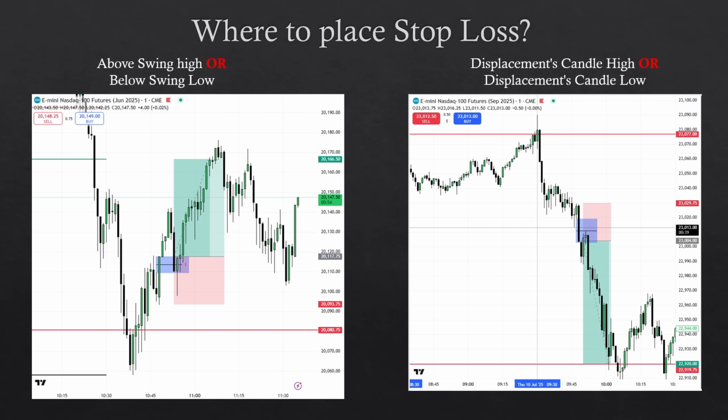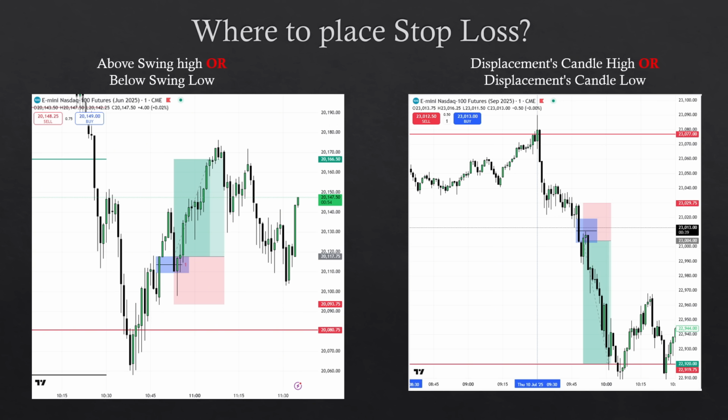Okay, so the next thing that we're going to be talking about is stop loss. Where do we place our stop loss? Usually, we're always going to be placing our stop loss above a swing high or below a swing low. Most of the time, price will allow us to place our stop loss below a swing low or above a swing high by not exceeding the max risk of 30 handles, but sometimes the nearest swing high or nearest swing low will exceed our max risk of 30 handles. So in that case, we typically want to be placing our stop loss above the displacement candle's high or below the displacement candle's low in order to only risk 30 handles, no more.